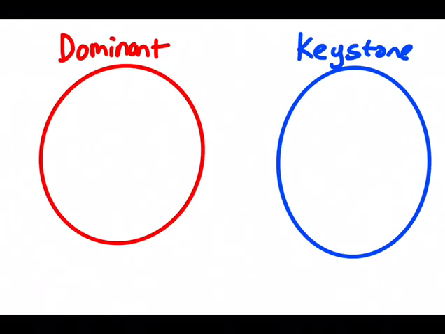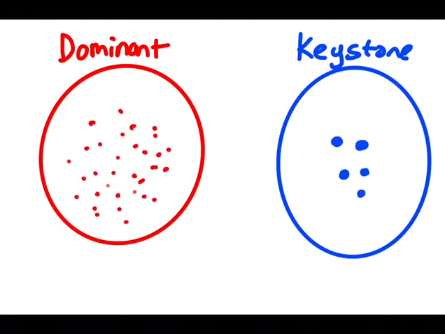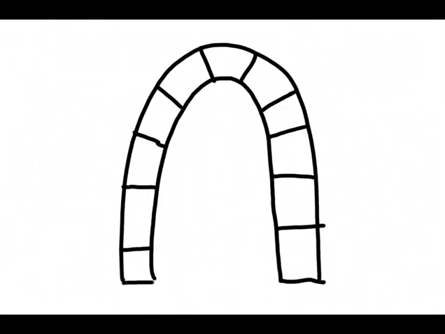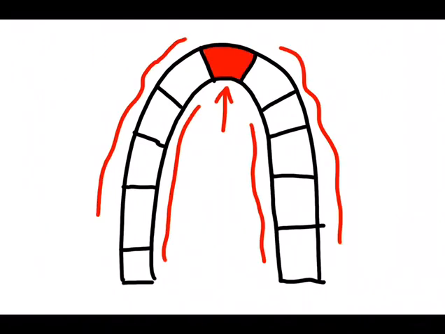The main difference between dominant and keystone species is the size of their population. They both have large impacts on their ecosystems, for sure, like the agouti, as we mentioned before, but the main difference is that keystone species are usually smaller of a population when compared to the dominant species. Keystone species can be seen as the keystone in an arch. It holds the ecosystem together.